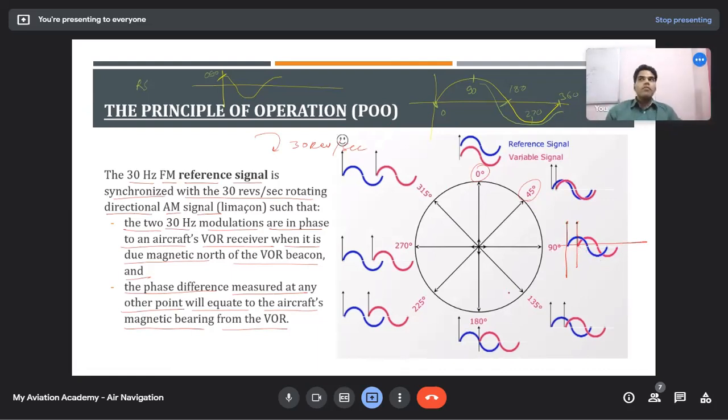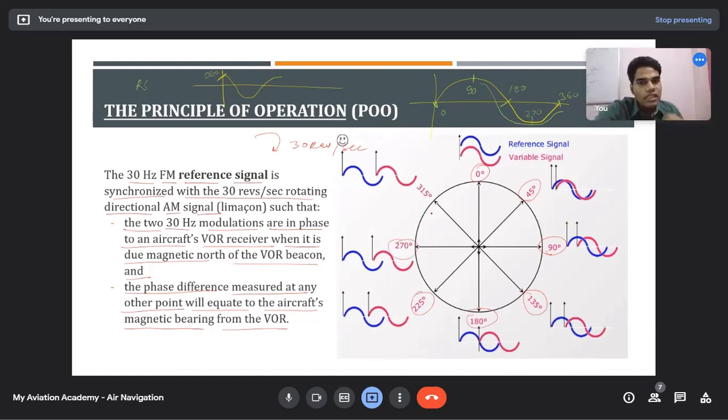So how does the receiver sense the bearing? Wherever the signal is hit, and we calculate the bearing, that bearing is transferred into the aircraft, and that is how the aircraft gets to know which way that particular station is. Okay, that is how we calculate the bearing on the aircraft.